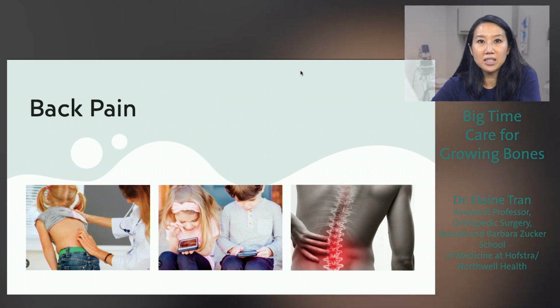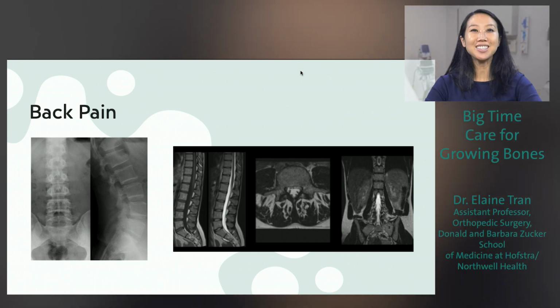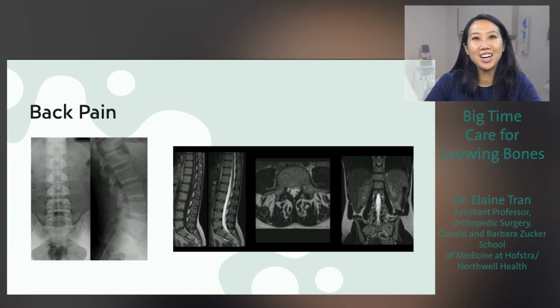If there is concern, then we would start out with x-rays to look at the alignment of the back. Sometimes we can find something called a spondylolisthesis or spondylolysis. If you see this x-ray here, the one on the right, this is a side or lateral view of the spine.